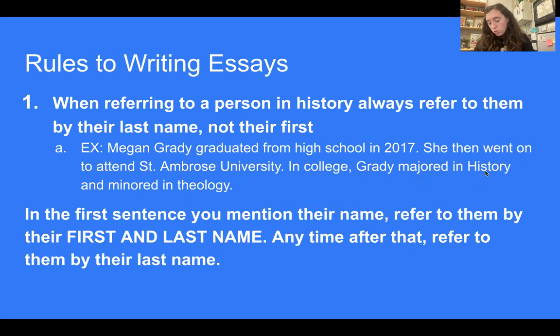Okay, so some rules to writing. When referring to a person in history, always refer to them by their last name, not their first name. So for example, Megan Grady graduated from high school in 2017. She then went on to attend St. Ambrose University. In college, Grady majored in history and minored in theology. You need to refer to them by their first and last name in that first sentence, and then anytime after that, last name, right? We're not on a first name basis with our historical figures here.